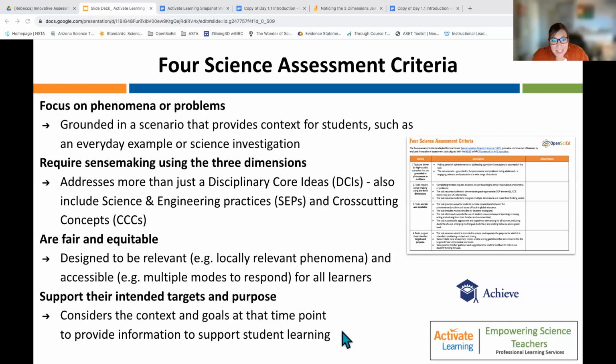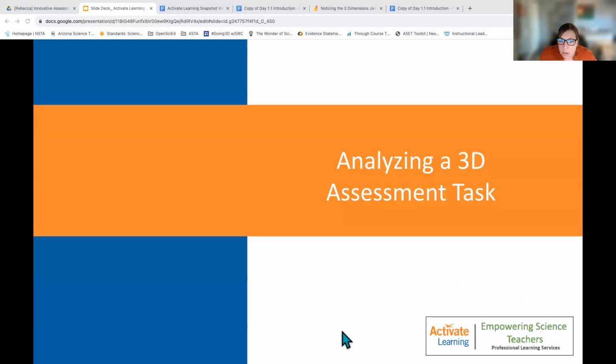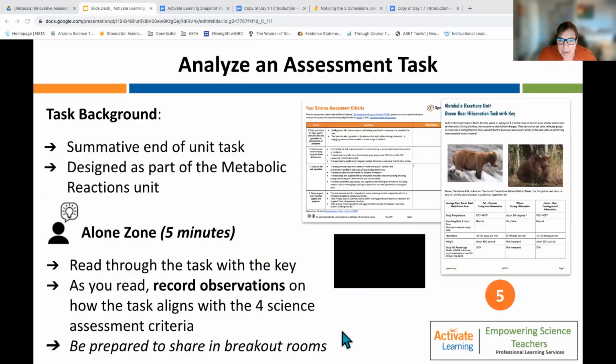And then finally, does the task actually meet the learning intention, right? We target certain parts of the DCI, certain parts of a cross-cutting concept, certain elements of these 3 dimensions, and does the assessment actually fit the learning intentions and purpose? So something to think about of how these assessments are actually created. So let's keep going. Now that you've got your feet wet with the 4 criteria, we're going to apply it to an actual task. Here we go. Time to analyze.